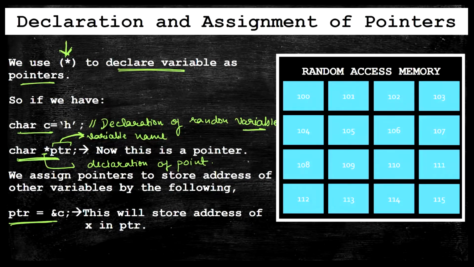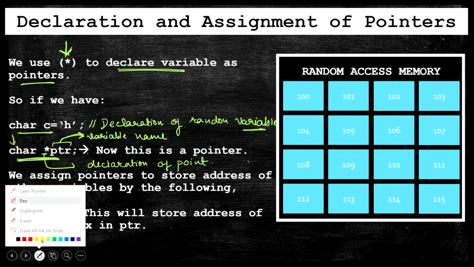Right? So what does this statement do? Char star ptr, what is this meaning? Char star ptr is a declaration which declares ptr to be a pointer of character type. Okay. Now what is the data type of pointer? It is an obvious question here.